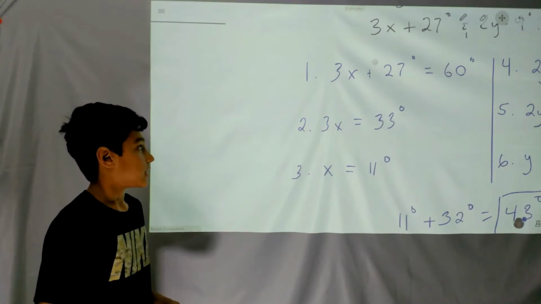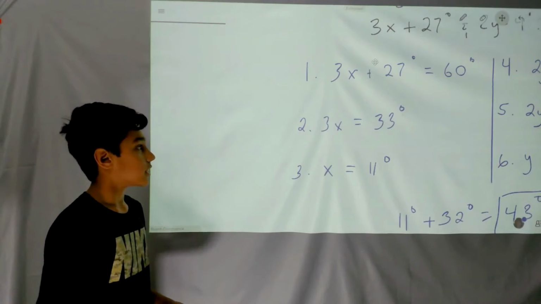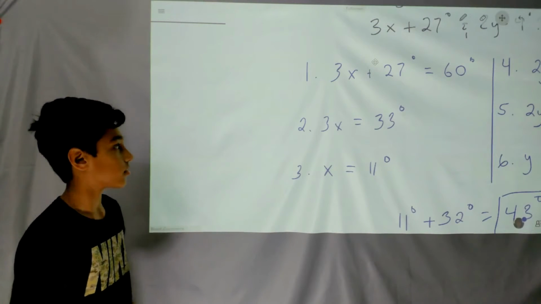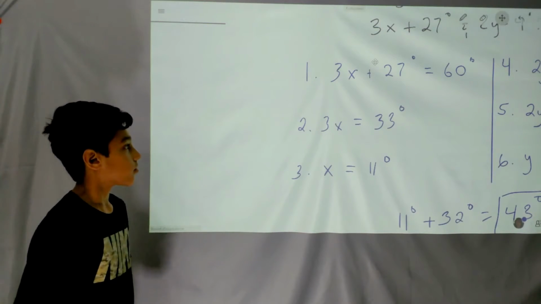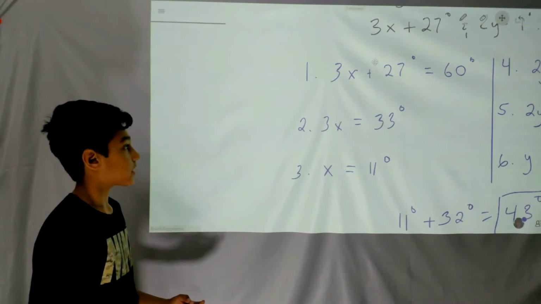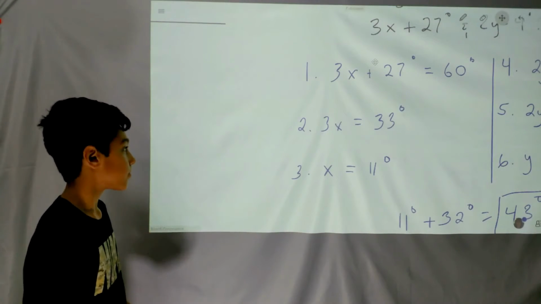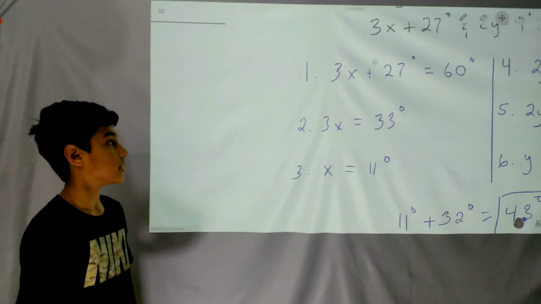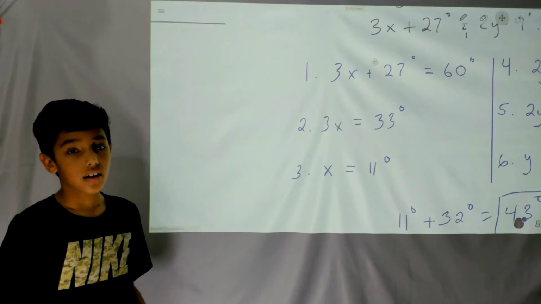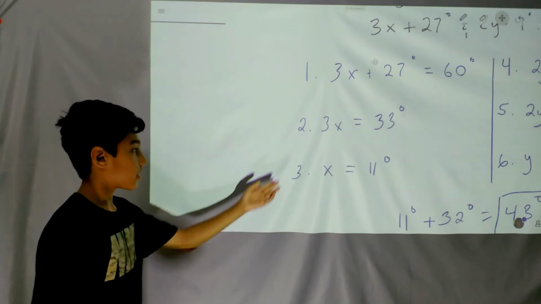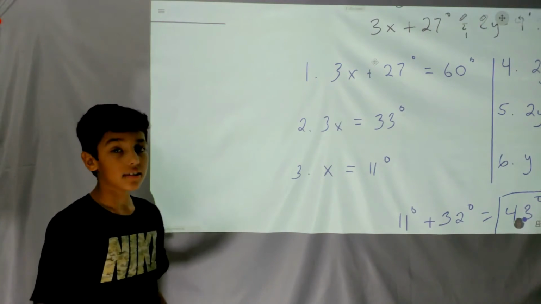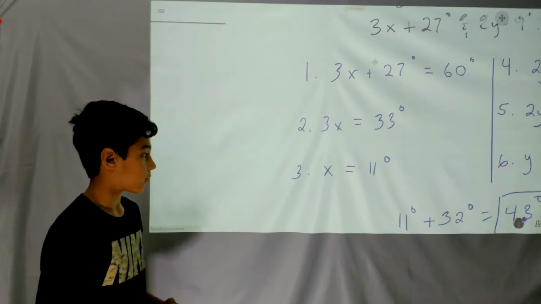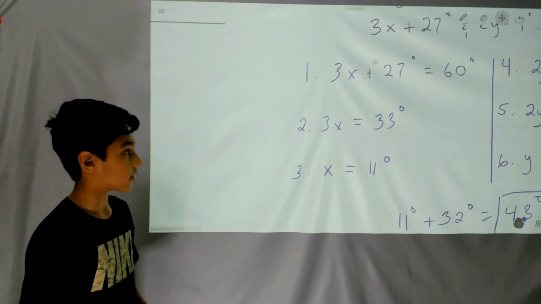So we can safely say that 3x plus 27 degrees equals 60 degrees as one angle measure. We can write this out: 3x plus 27 equals 60. What we do now is solve for x. We subtract 27 from both sides, and we get 3x equals 33 degrees. Next step is to divide by 3, and we have that x equals 11.